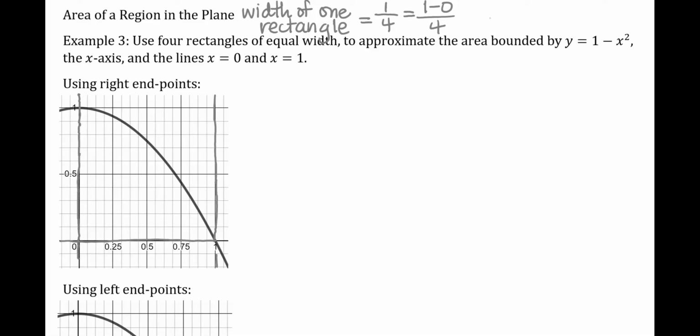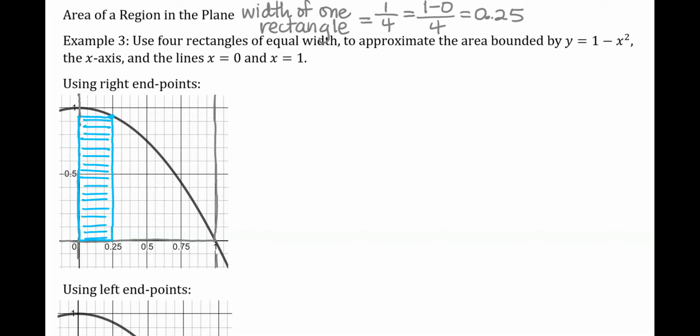I'm going to start drawing these rectangles in, keeping in mind that 1/4 is 0.25. And so now I am going to draw in my first rectangle. It has a width of 0.25, so it's going to stop there. And I want the right end point of this rectangle to touch the parabola, right there. So our first rectangle looks like this. It has a width of 1/4, and the right end point of this rectangle is touching that parabola. That's what it means when we use right endpoints.